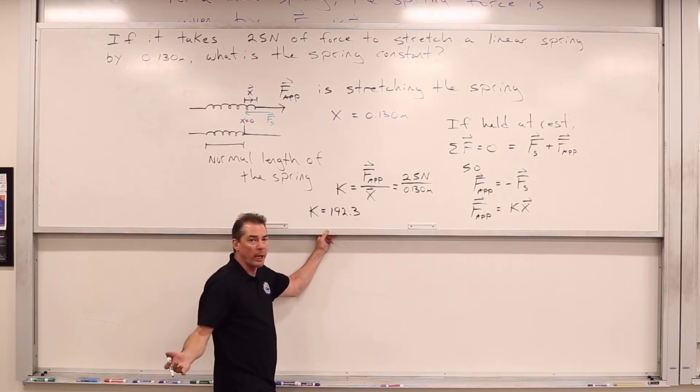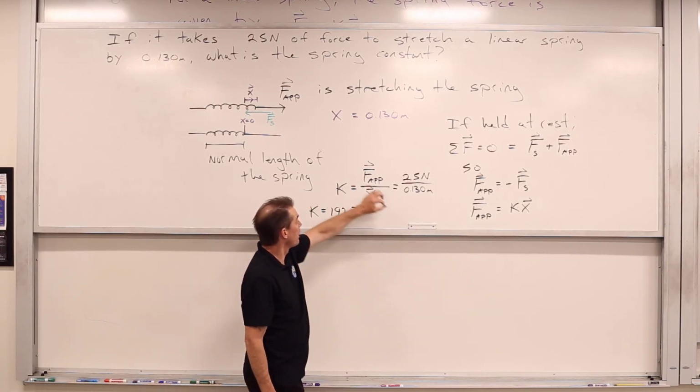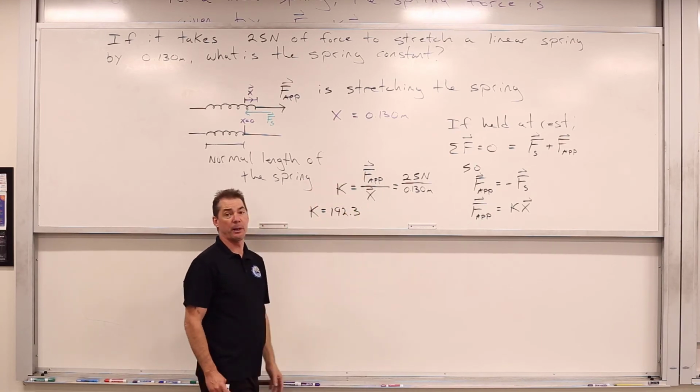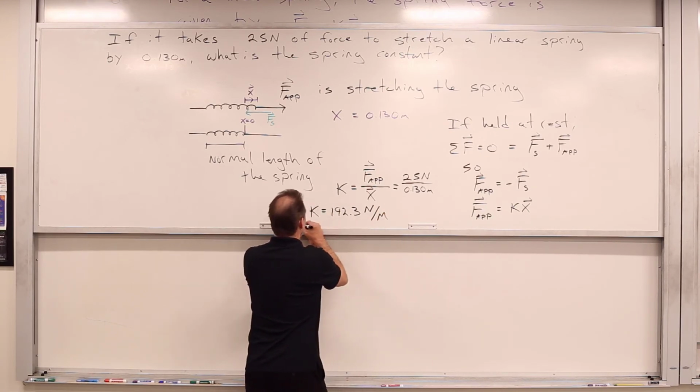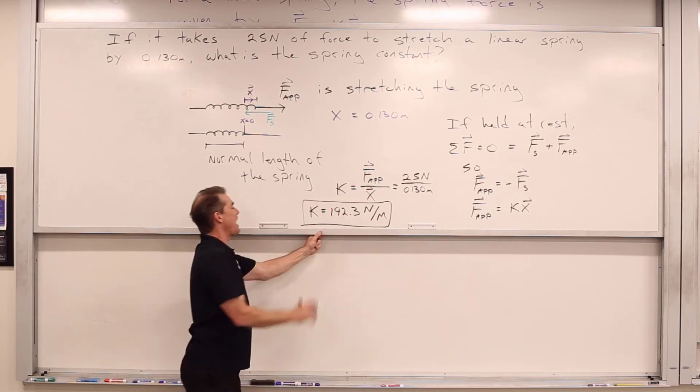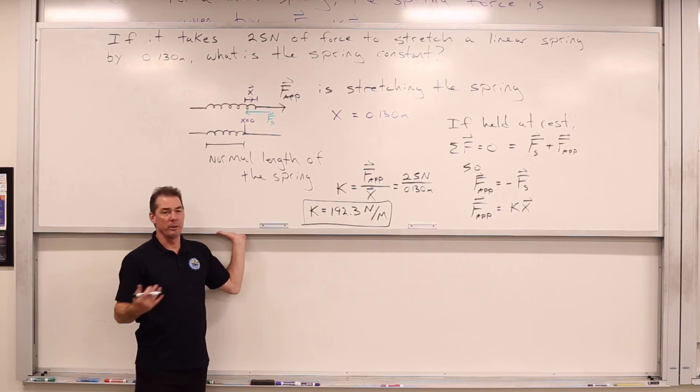192.3. What are the units? Well, let's just look at what it's composed of. It's the ratio of force divided by displacement. That's newtons per meter. Those are the SI units of spring constants, newtons per meter.